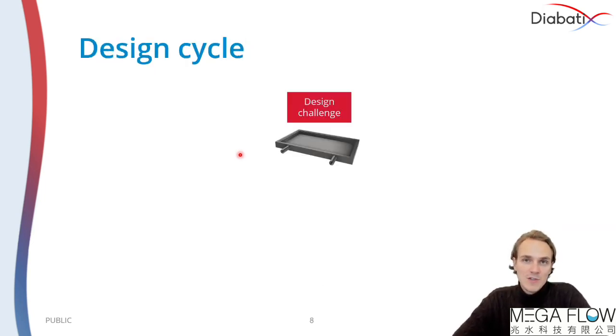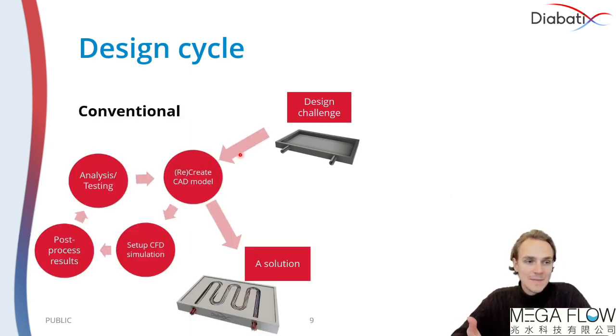So say you have a certain design challenge. The conventional way of tackling this is by creating an initial CAD model. The design engineer draws this. They hand it over to the CFD expert. They do a performance simulation. You analyze the performance of that, and then you do an iterative trial and error process, a cyclical process, until you draw the design that actually meets all the requirements that you seek.